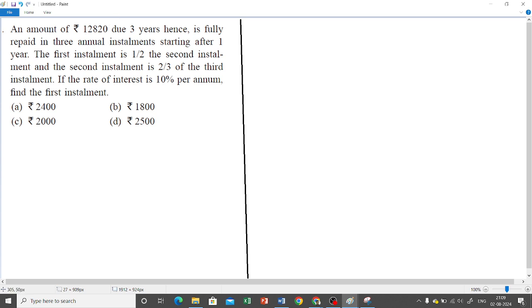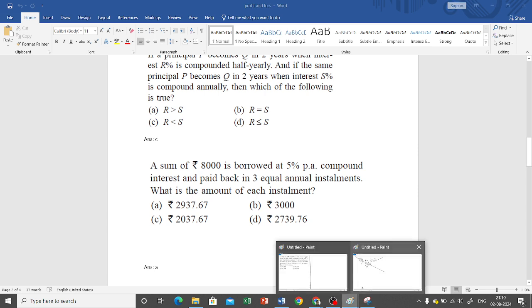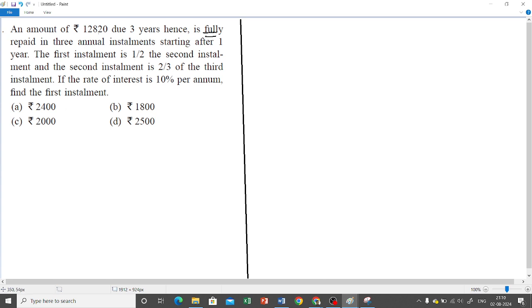Now see, here it is given that amount 12820 due 3 years hence is fully repaid. That means you have borrowed 12,820 and you are paying 12,820 only. There is nothing extra that you are paying. In the previous sum it is given a sum of 8,000 is borrowed at 5% per annum compound interest. But here it is telling that an amount of 12820 due 3 years hence is fully repaid. So that means this is the amount that you are paying. I mean, you didn't borrow this, this is the amount that you are paying.